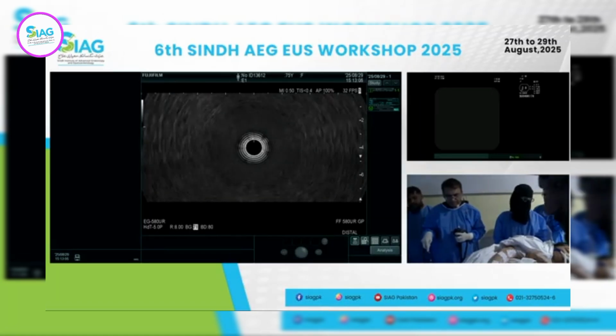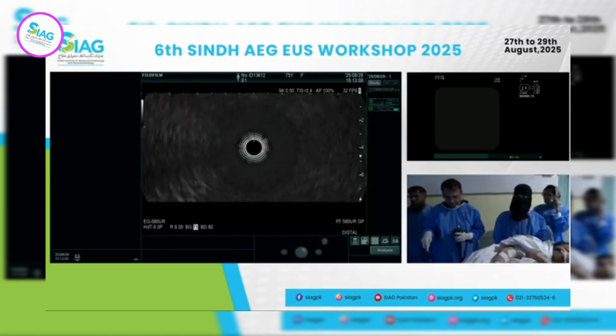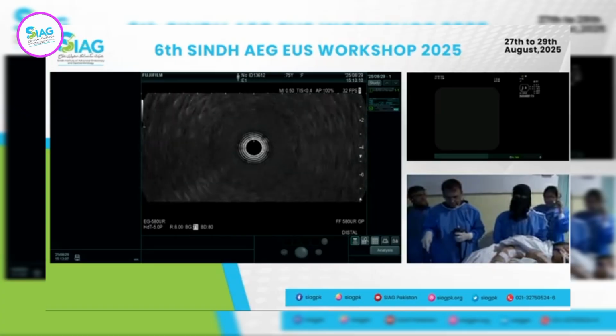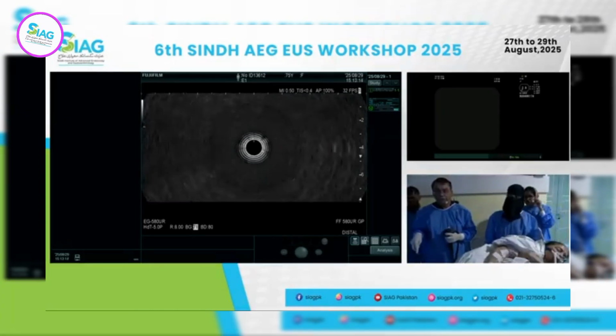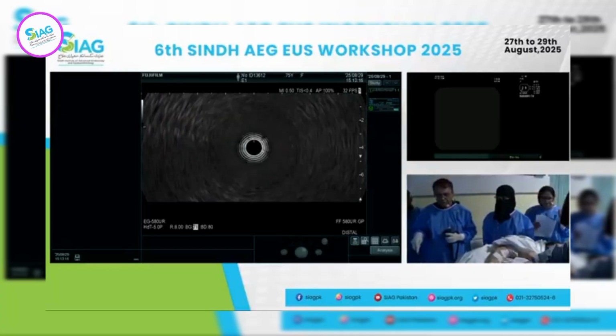Adult colonoscope was passed without any difficulty. Her CEA level is 2.07. So we are proceeding with EUS for evaluation of that rectal lesion. Okay.